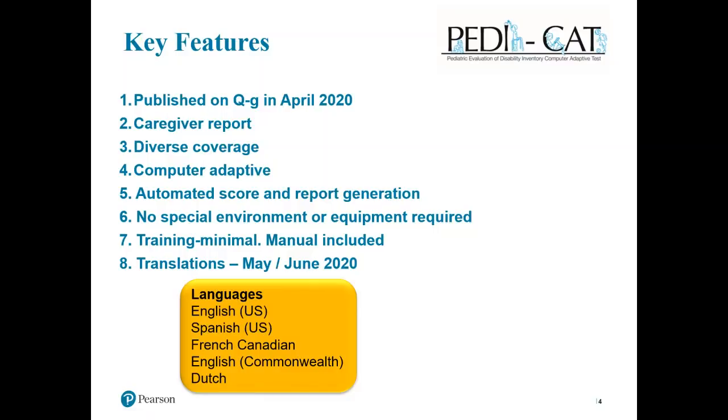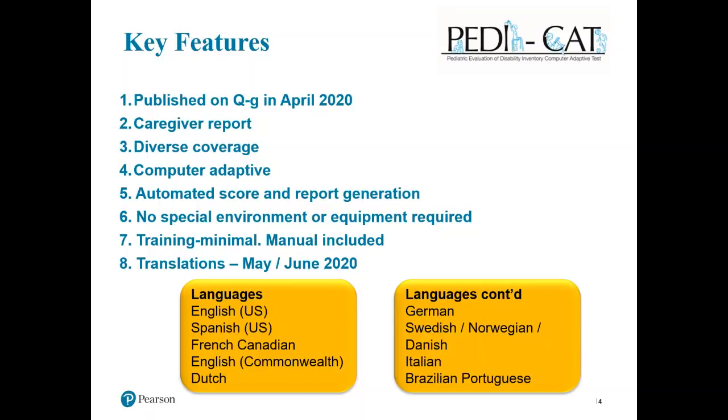So we have US English, US Spanish, French Canadian, English Commonwealth, and I'm highlighting this because we've termed this Commonwealth because it's English that was devised to capture the needs of those in Australia, those in Canada, and those in the United Kingdom. So in order to capture all those needs, we use the term Commonwealth to basically capture English in the United Kingdom as well. We tried to think of a better term, but that seems to be the term that captured it all. There's also Dutch, German, Swedish, Norwegian and Danish, Italian and Brazilian Portuguese.